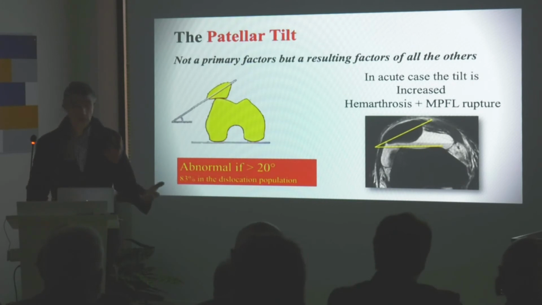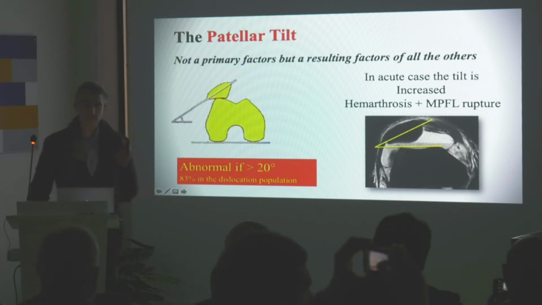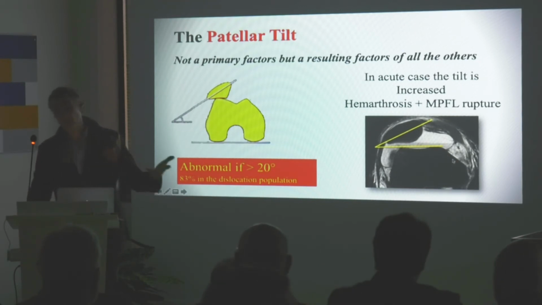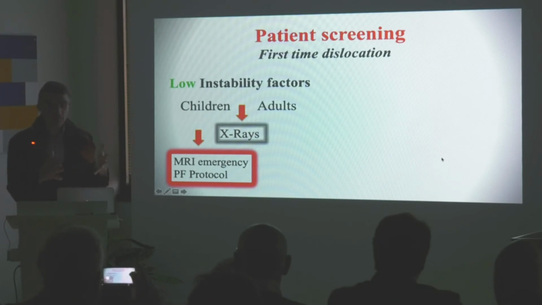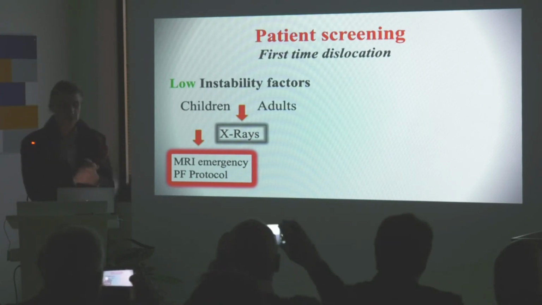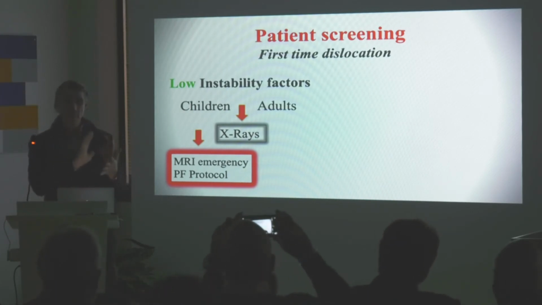The tilt, okay, we used to quantify the tilt and say that it was an instability factor, but in fact it is a consequence of the trochlear dysplasia and the MPFL rupture, and of course the hemarthrosis. So the screening of your patient after the first dislocation would be if you have some low instability factors.